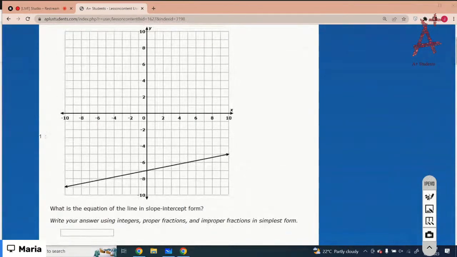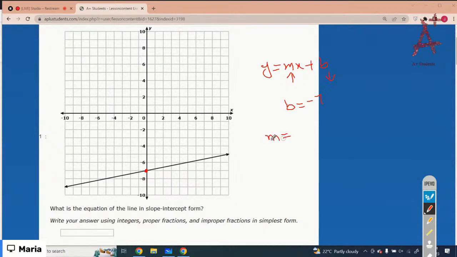So the equation would be y equals mx plus b. Got it? That means we have to find two things. One of them is the slope from this line, and the other is the y-intercept. So here is the point, that is the y-intercept. That would be -7. That means b equals -7. Got it? Because the graph is touching the y-axis at -7. Now you have to find the slope.